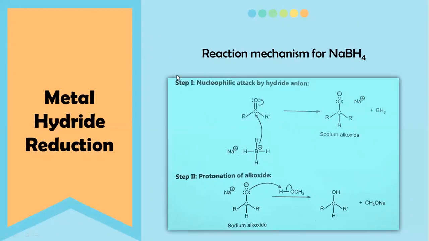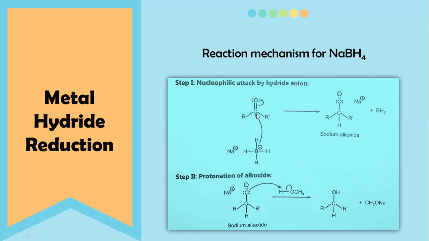So look at this, step number 1. In step number 1, there is nucleophilic attack by hydride ion. Hydride ion comes from the metal hydride. So in this reaction, sodium borohydride, NaBH4, attacks the carbonyl carbon of the aldehyde or ketone, with the hydride ion from sodium borohydride.